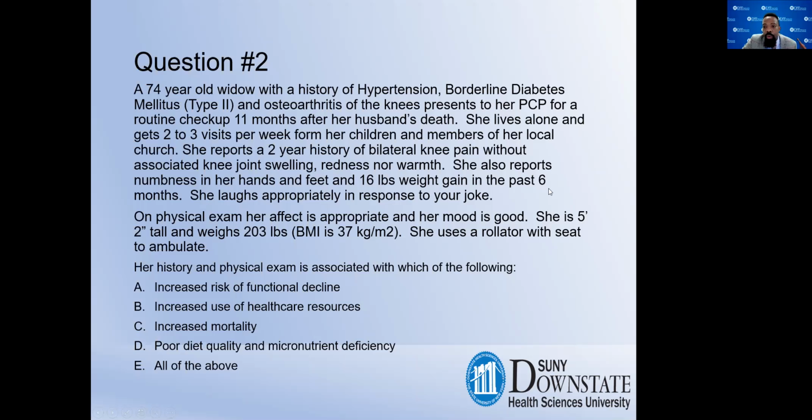She also has a 16-pound weight gain in the past 6 months. She laughs appropriately to the joke, okay? On physical exam, her affect is appropriate and her mood is good, okay? She's 5'2", and she weighs 203 pounds. So that corresponds to a BMI of 37 kilograms per meter squared. She uses a rollator to assist her with walking, okay?